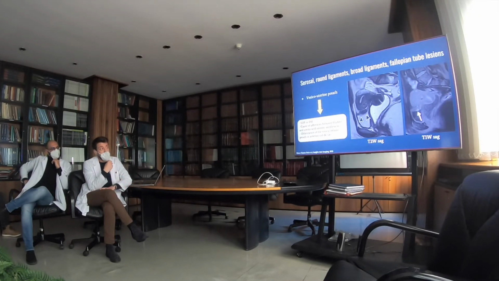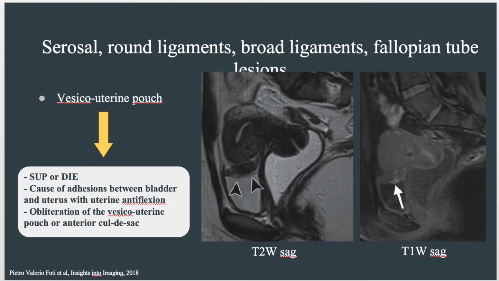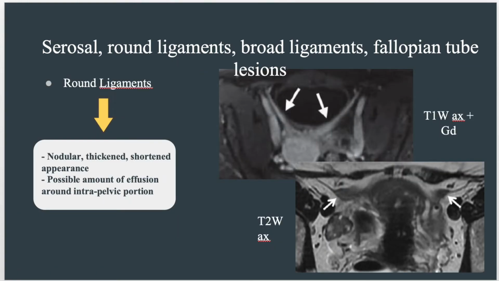The other typical sites include invasion of the vesicouterine pouch, and here we must repeat again the importance of the preparation of the patient, because if the bladder is empty, it is difficult to identify this type of lesion. The round ligaments are normally not visible in MRI. When we see them, we can have a shortened, thickened or nodular appearance that represents an involvement of endometriosis.